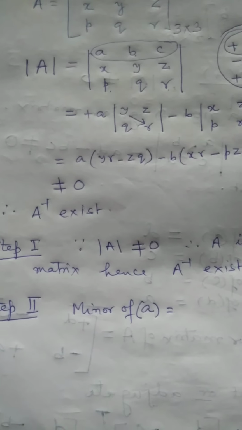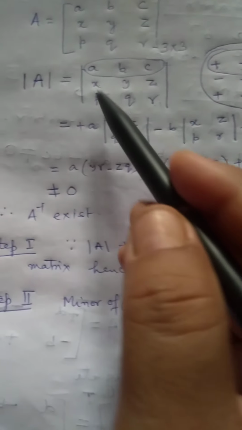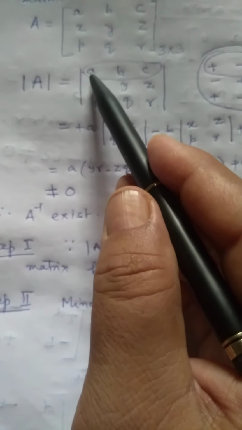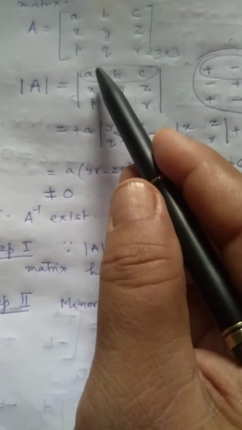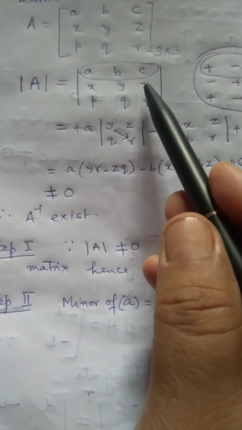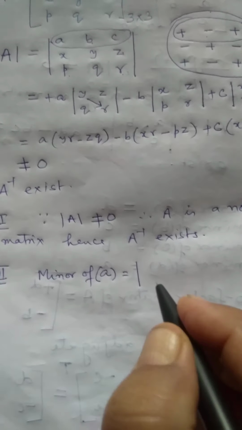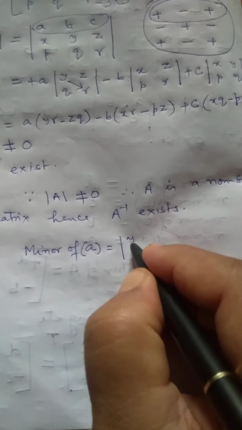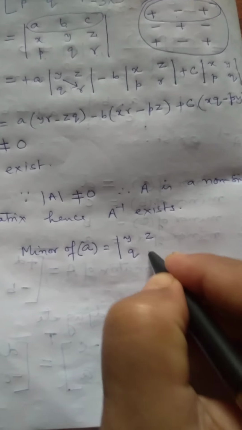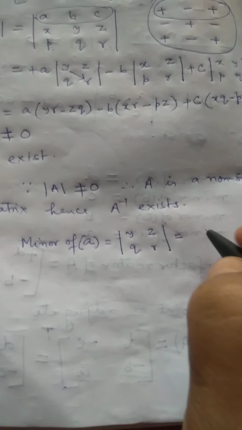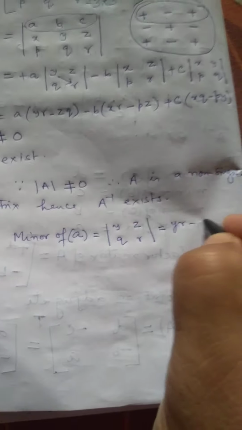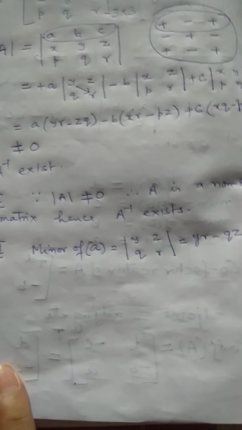But for a 3 cross 3 matrix, whenever you are going to find the inverse, first of all you have to find the minor of this element A. To get the minor of this element, you delete the row and column in which this A lies. After deleting it, you will have a determinant of order 2 cross 2. That determinant you write here: Y, Z, then Q, R. Now find the value of this determinant, that is YR minus QZ. So this is the minor of A.